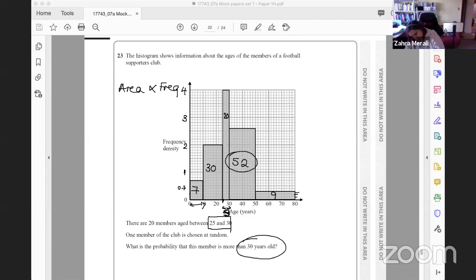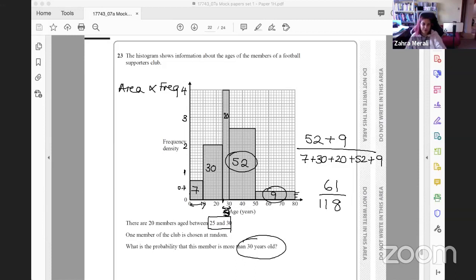So more than 30 is going to be 52 plus 9. But because it's a probability, it has to be over everything. So it's going to be over 7 plus 30 plus 20 plus 52 plus 9. When I work that all out, I get 61 on the top, and on the bottom 37, 40, 180. And that would be my probability. Okay.